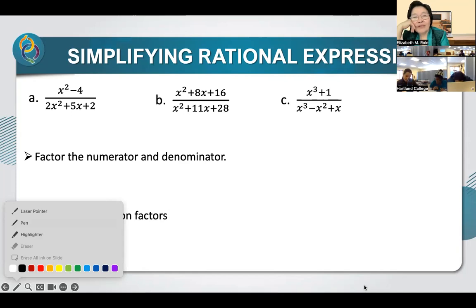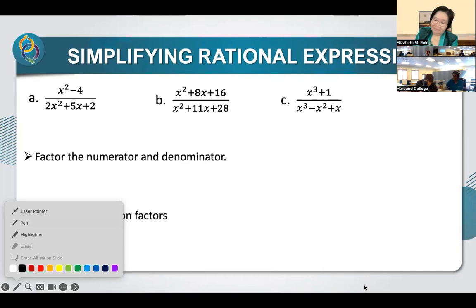And then I think for the denominator, you can do mental math. x plus 4 over x plus 7. Okay, good.